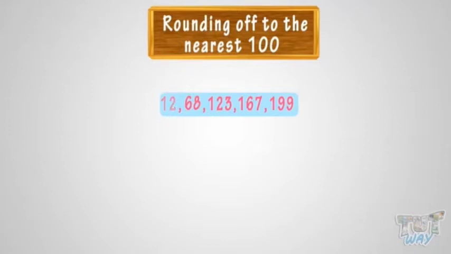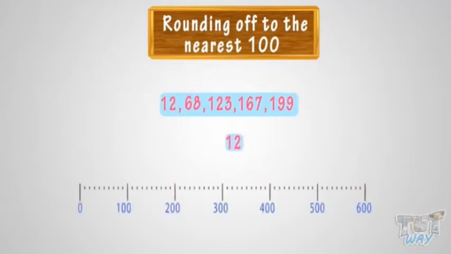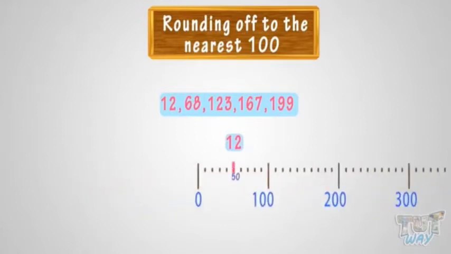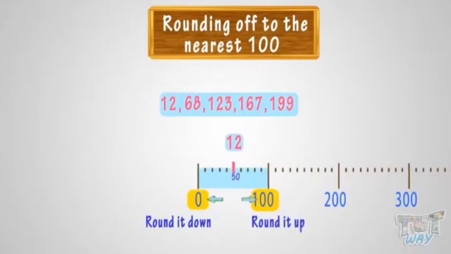12. Let's start with 12. See the number line. Where can you fit 12 on this number line? It is somewhere between 0 and 100. Whenever you want to round a number, there are always two options. Either we can round it down to previous 100 or round it up to next 100. Think, which option do you think is more apt?